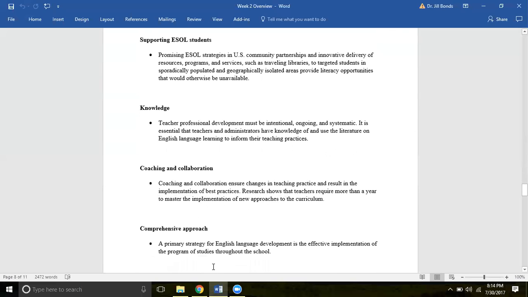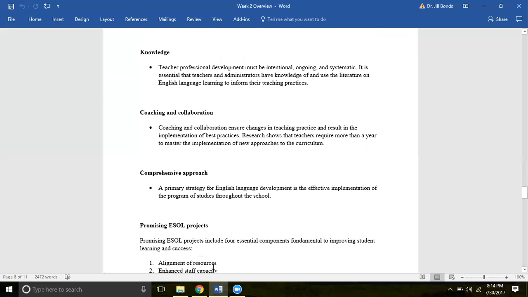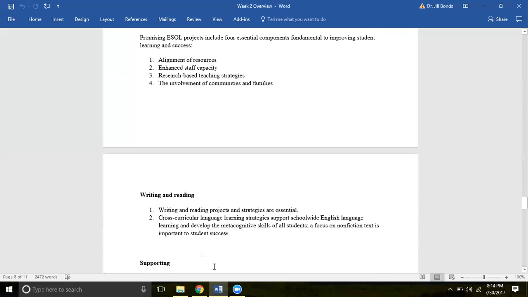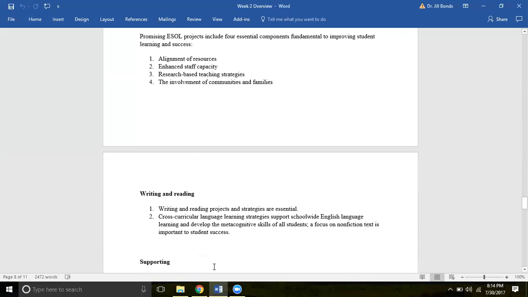Research shows that teachers require more than a year to master the implementation of new approaches to the curriculum. A comprehensive approach. A primary strategy for English language development is the effective implementation of the program of studies throughout the school. We can really look at staff capacity and alignment of the resources, the research-based teaching strategies, the involvement of communities and families. Writing and reading projects and strategies are essential.